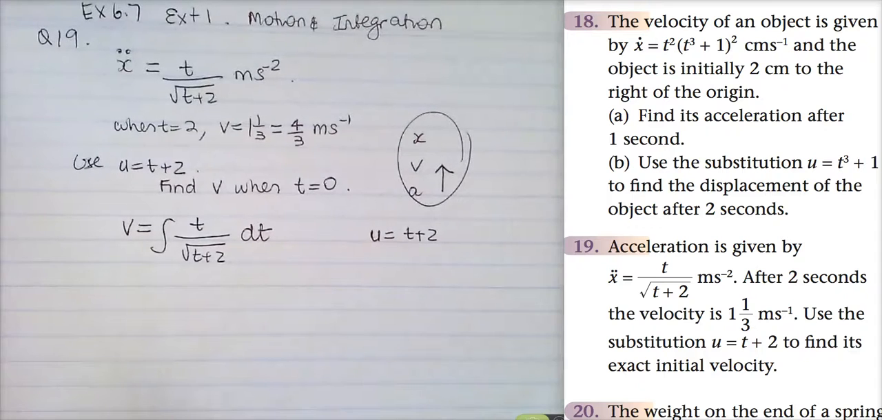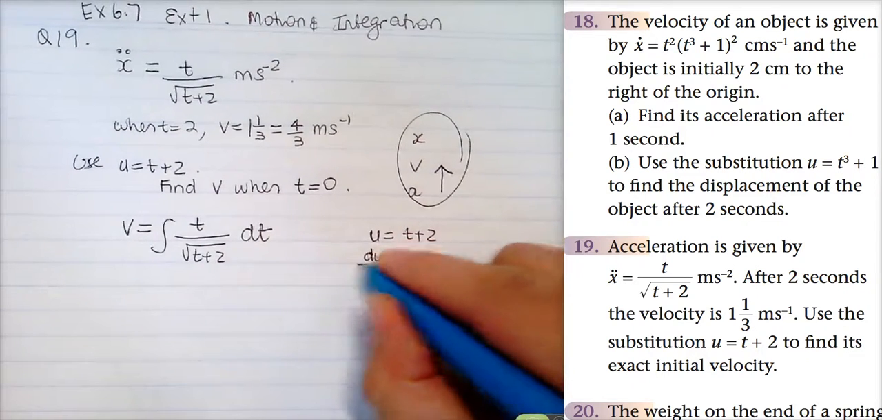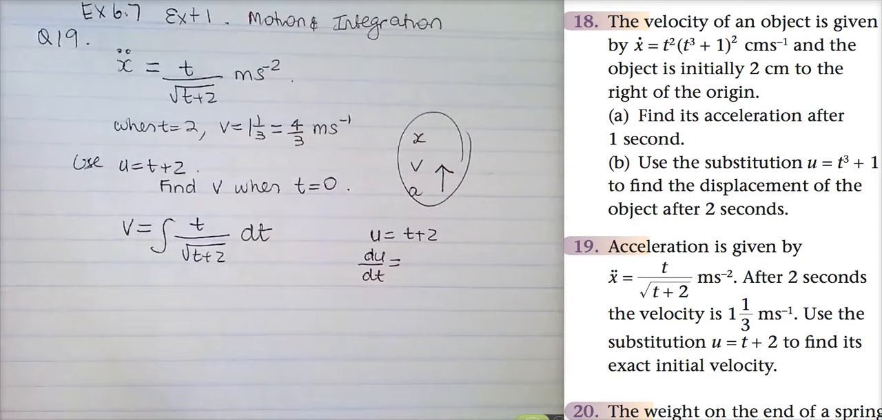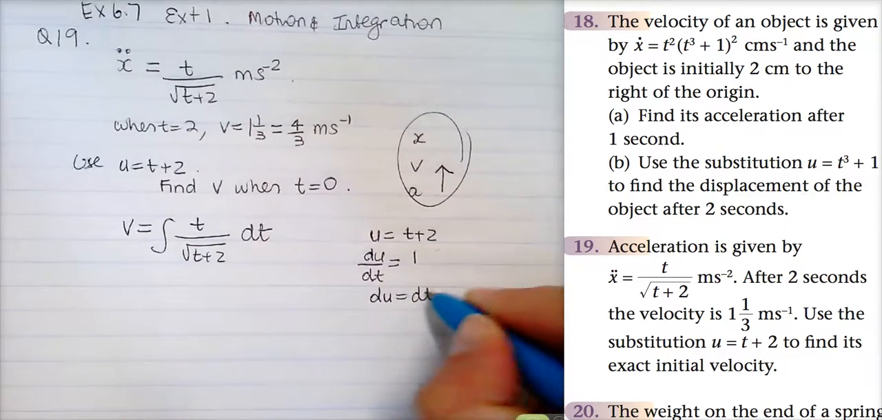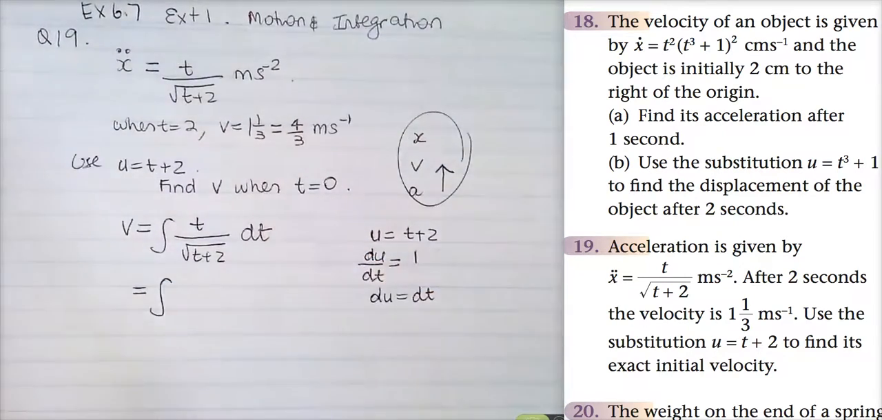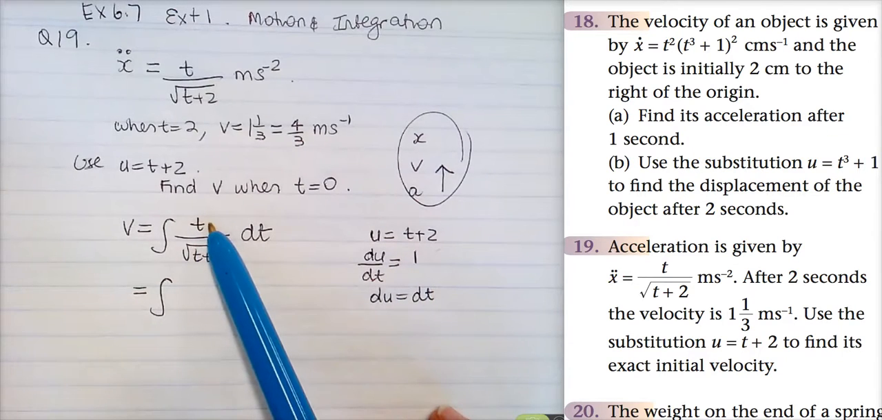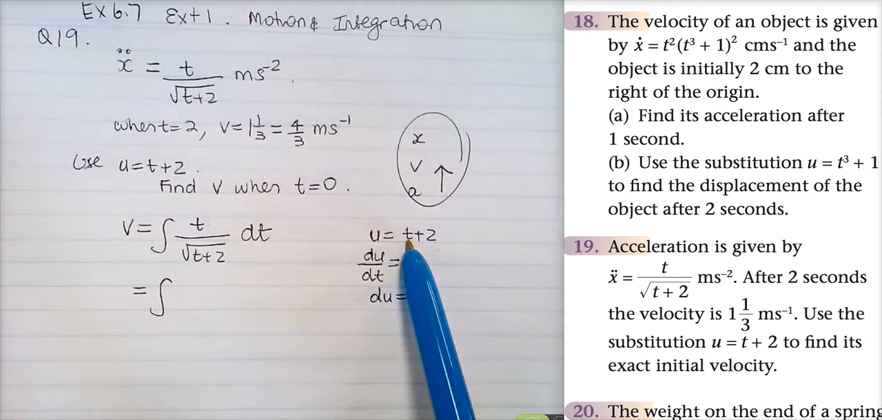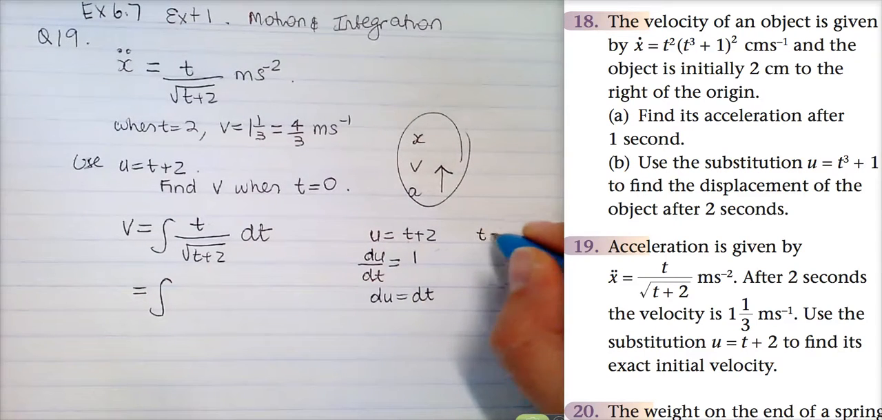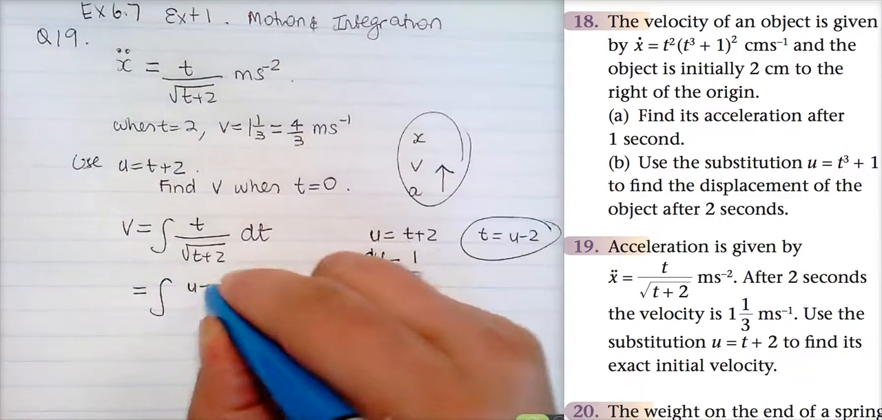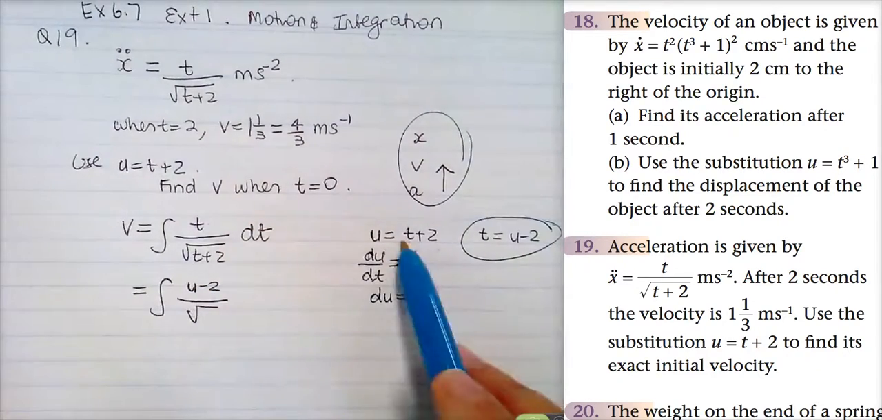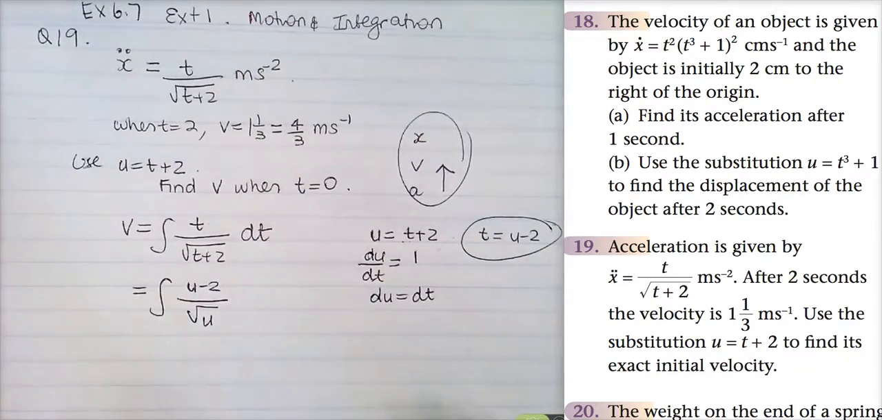Do you remember what to do? D what? du dt is? Good. So du equals dt. Now let's see how we're going. Let's see what we can substitute. Even though you don't think you have a substitution for t, you do. What does t equal? So therefore t is u minus 2. Don't forget that one. People forgot that in the exam and they couldn't do the question. So t is u minus 2 over the square root of, what's t plus 2? And what's dt?